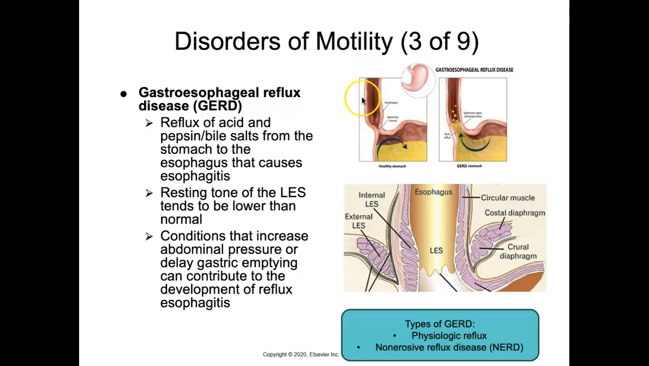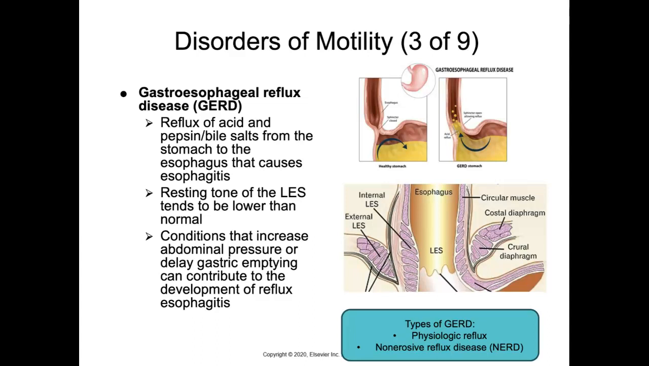So rather than only talking about the esophagus or the lower esophageal sphincter, now we're going to involve the stomach. And this is when we start to have a reflux of that acid and the pepsin and bile salts from the stomach into the esophagus that causes esophagitis.